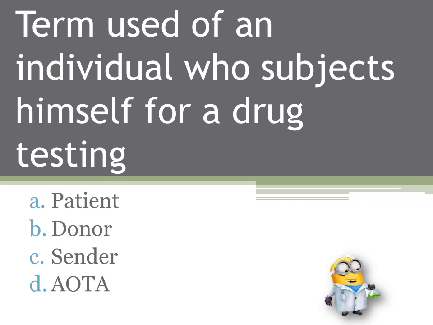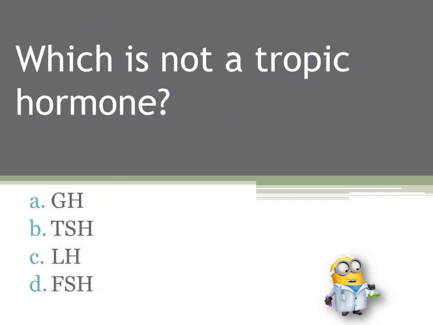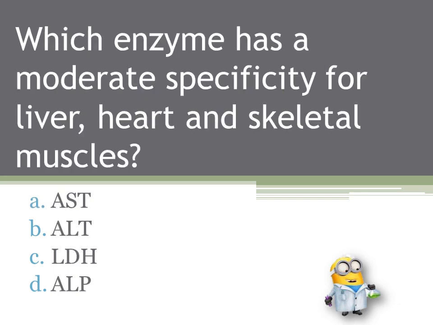Okay? So next, which is not a trophic hormone? A. Growth hormone, B. TSH, C. LH, D. FSH. Hindi po trophic hormone, that is your GH, growth hormone.